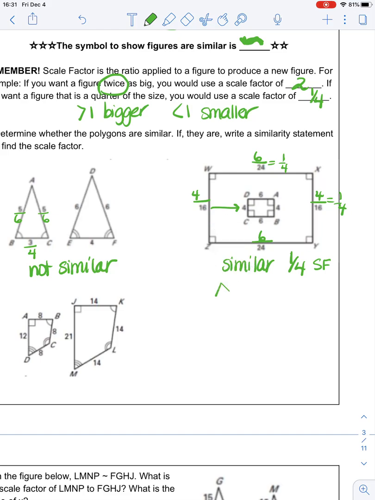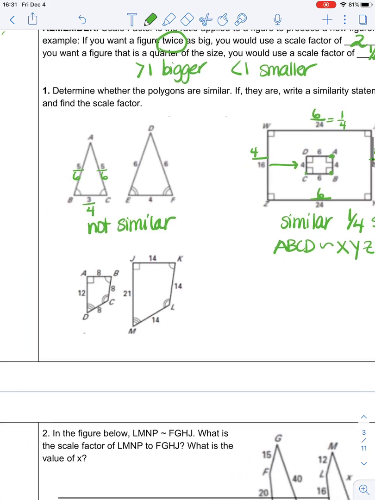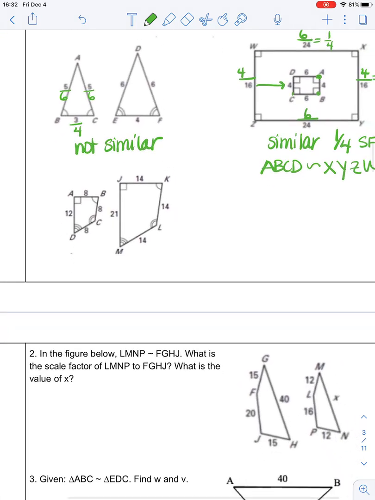Okay, then it says to write a similarity statement. So what that means is we would say rectangle A, B, C, D is similar to, and then we would match it up. So since I did it this direction, A, B, C, D, then I would say is similar to X, Y, Z, W. You can start anywhere, but wherever you start, you need to go in that same order. I could have said W, X, Y, Z, and then I would need to say D, A, B, C.